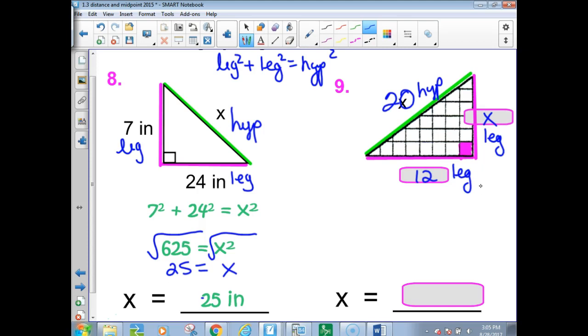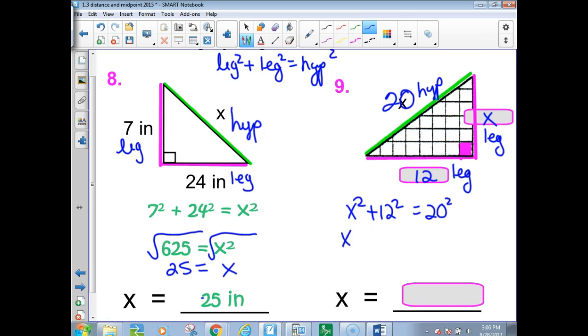So here's what we got to do. We still are supposed to follow the formula: leg squared plus leg squared. One of our legs is x. So it goes x squared plus 12 squared equals 20 squared. Doesn't look like this, does it? Because I had something to fill in for the hypotenuse on this one. This one was different. X was on that green side. This one, the X is on a leg.